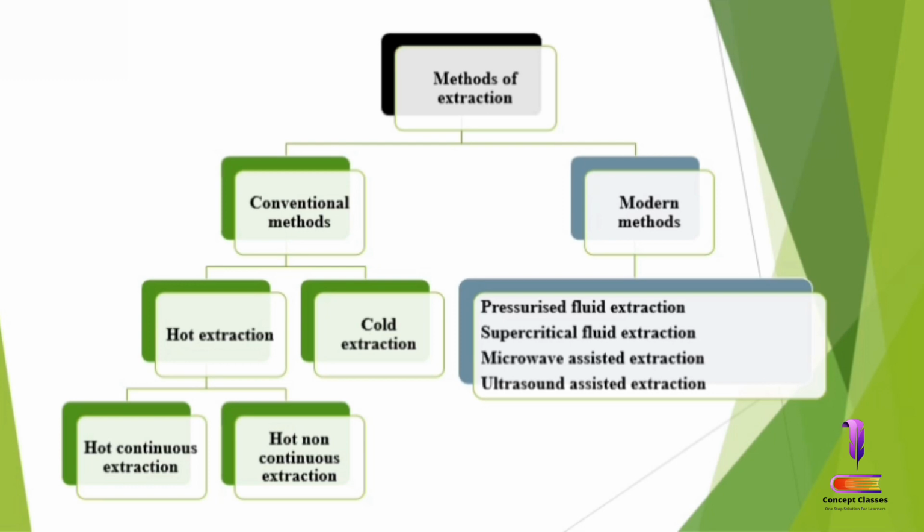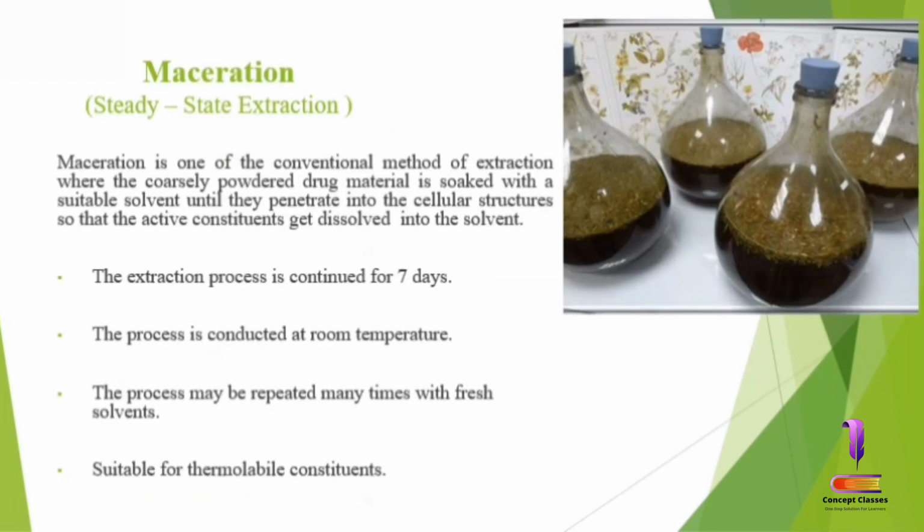So if we classify the conventional or the traditional methods, we have again two broad categories. One is the hot extraction and another one is the cold extraction. Now hot extraction and cold extraction means simply whether we are heating the solvent or not, right? So if we are heating the solvent, it becomes hot extraction, and if not, then it becomes a cold extraction. Again, we can classify the hot extraction into two categories. One is the hot continuous extraction and another one is the hot non-continuous extraction. So in hot continuous extraction, the solvent is heated throughout the extraction process, but in hot non-continuous extraction, there is no need to give a continuous heating to the solvent. Now, let us discuss them one by one.